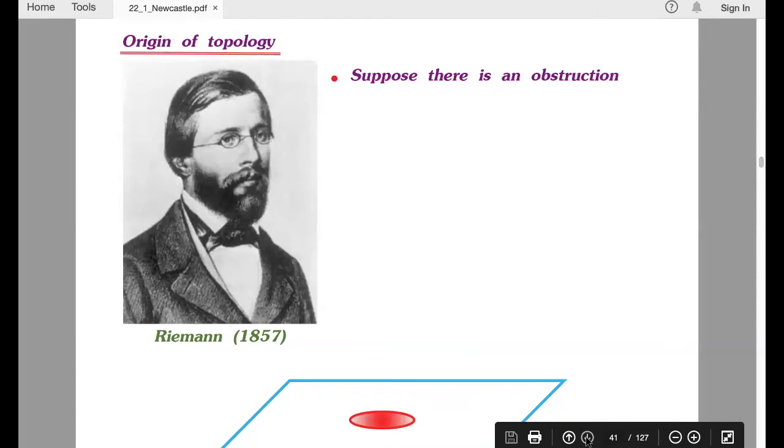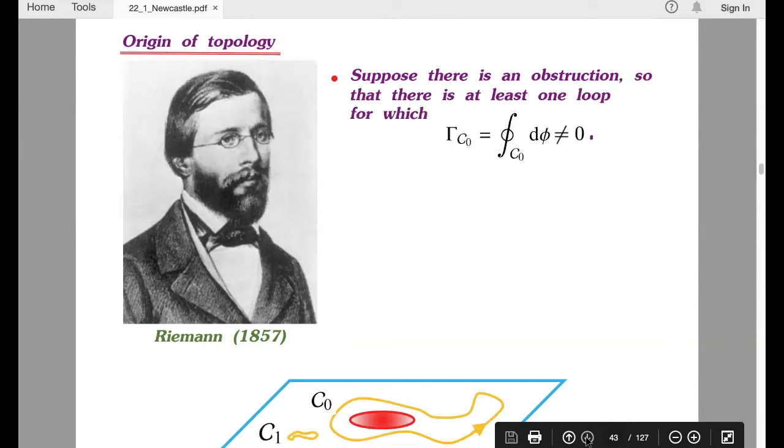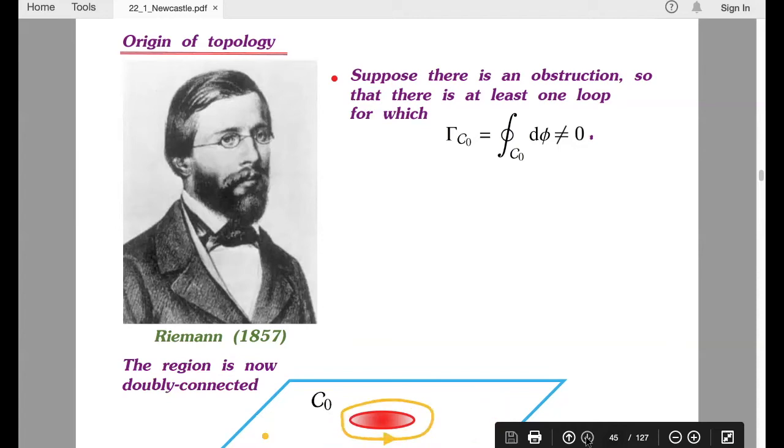Okay, now suppose there is an obstruction. No wonder why I chose this obstruction as a red spot, just reminiscent of the red spot given by vorticity. Okay, suppose there is an obstruction. So Riemann says, then what do we do? Well, evidently we have two different types of loops. One loop, C1, that can be shrunk to a point, and one loop, C0, that cannot be shrunk to a point because the obstruction prevents this mechanism. And we say that the region is now doubly connected.